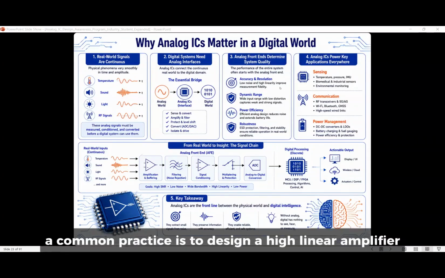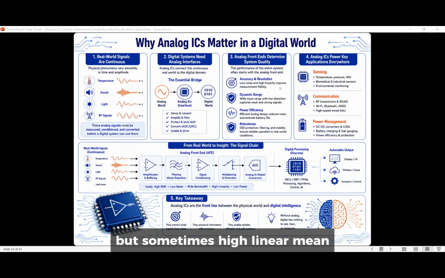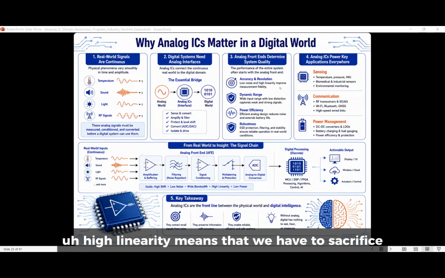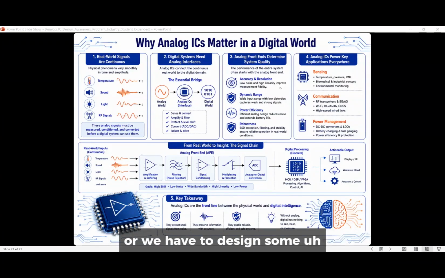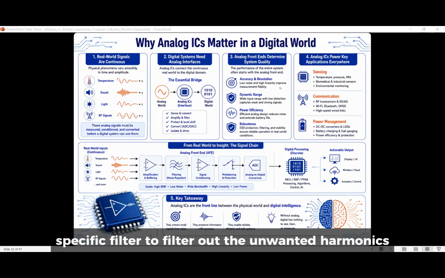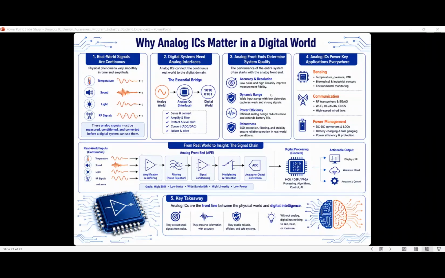Okay, so a common practice is to design a highly linear amplifier, but sometimes high linearity means that we have to sacrifice something like gain. So to think about this, we either rely on a redesign of our amplifier, or we have to design some specific filter to filter out the unwanted harmonics, right?